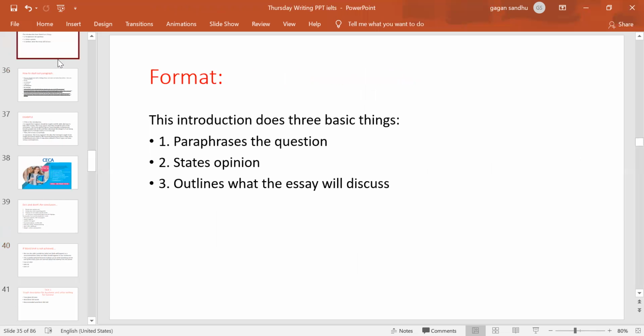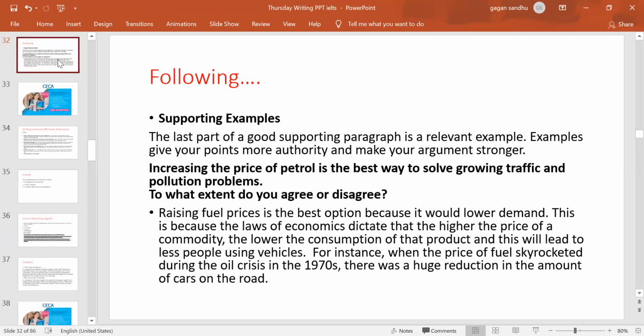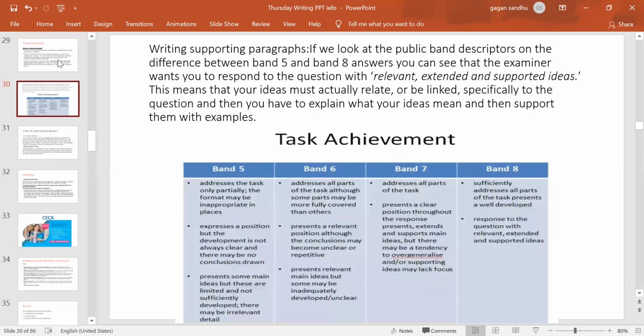And the last thing is how actually the examiner marks your task. So this is a description of the bands and the difference between the band 8 and band 5 essay task, right? So these are the things which need to be there, and if they are not there, how much you will be getting. If they are there, how much you will be getting. So this is a description of how the examiner marks your essay.